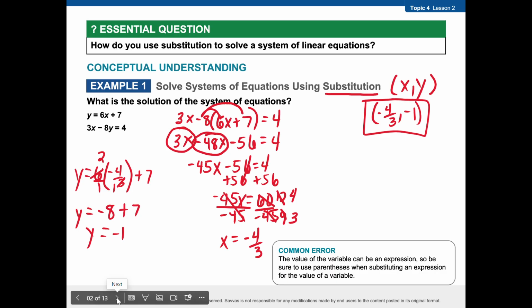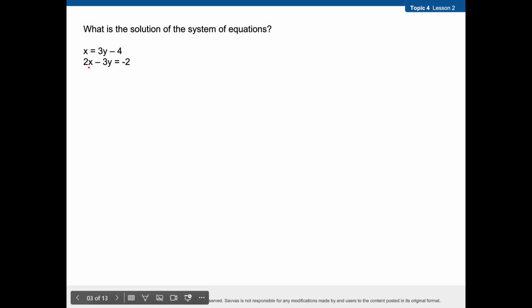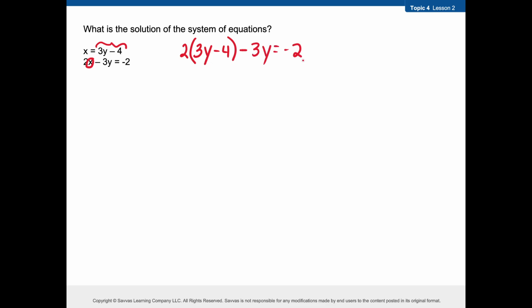Here's another example. Again, it doesn't matter which variable is by itself as long as one of the two equations has either x equals or y equals. This one has x equals, so I'm going to go ahead and substitute 3y minus 4 where the x is in that bottom equation. So 2 times 3y minus 4, minus 3y equals a negative 2. Here I have a distributive property. That becomes 6y minus 8. Bring down my minus 3y equals negative 2.